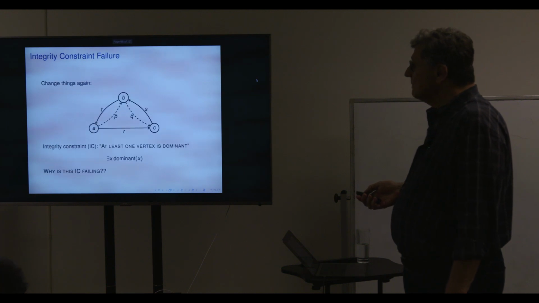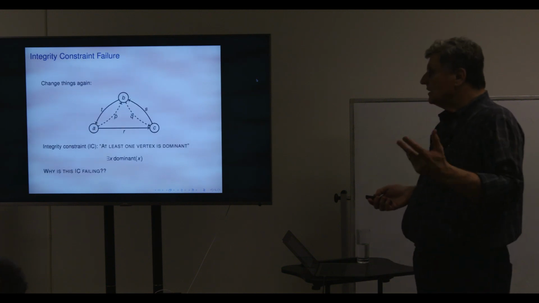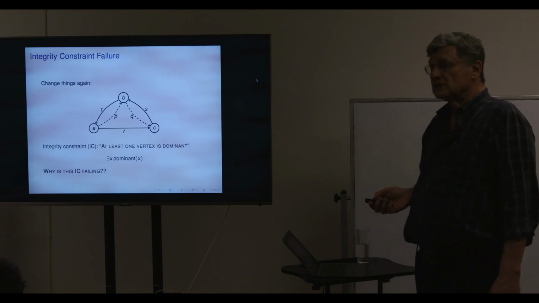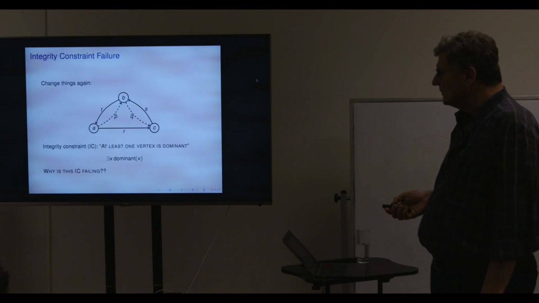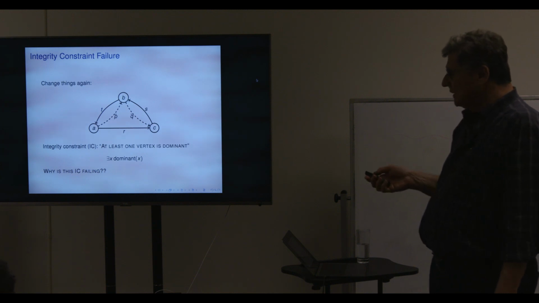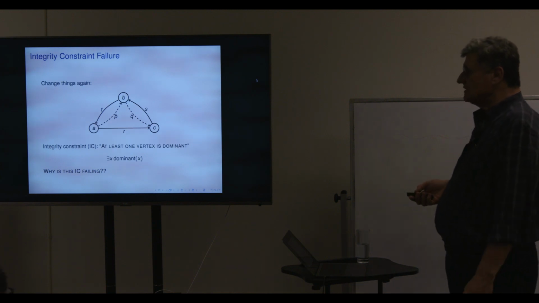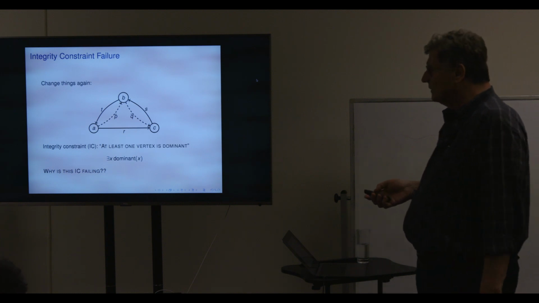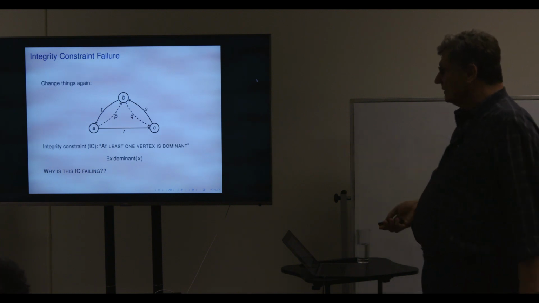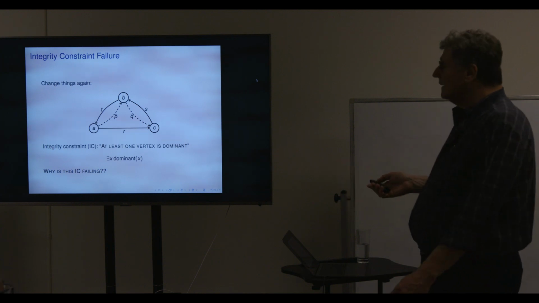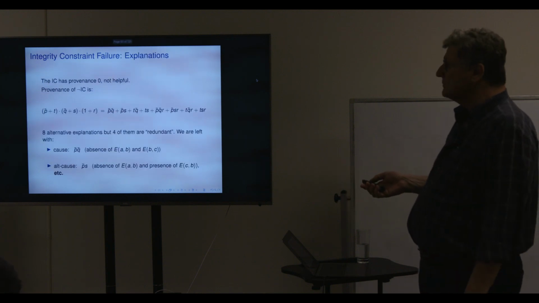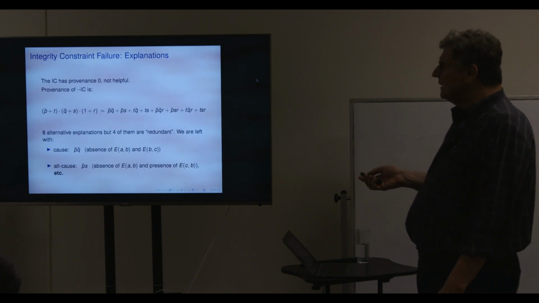Because you can, for example, discuss why in general a sentence fails. First of all, the sentences cover a lot of what's called integrity constraints in databases. So for instance, you can have here an integrity constraint that says at least one vertex is dominant. And okay, I'll make these slides obviously available, as usual. And you can check this yourselves. This is a lot more interesting.